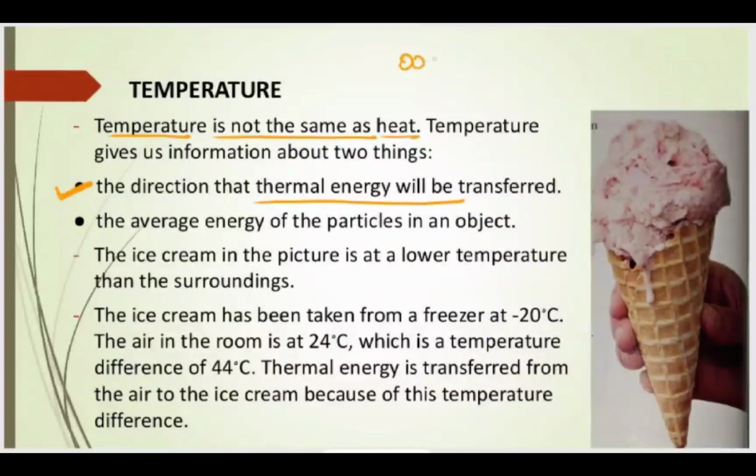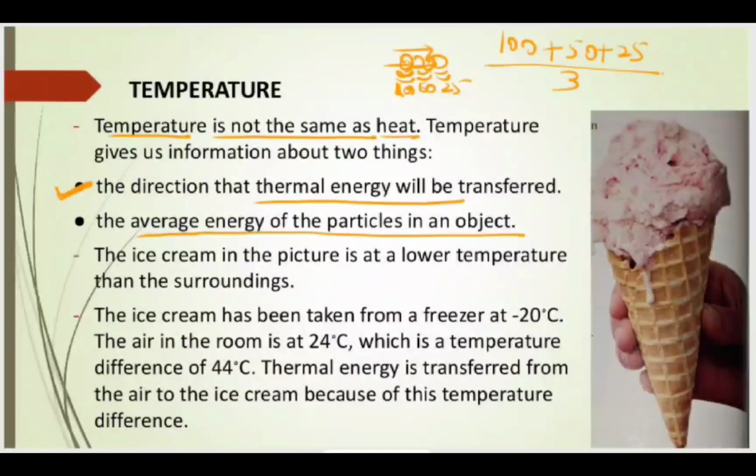So, if I have particles out here, and they are vibrating, this also starts vibrating, and so does this. So the energy is getting transferred in this direction. If this one has, say, 100 joules, just an example, this one has 50 joules and this one has 25 joules, an average of all three will be taken. It gives us the average energy of the particles in the object.